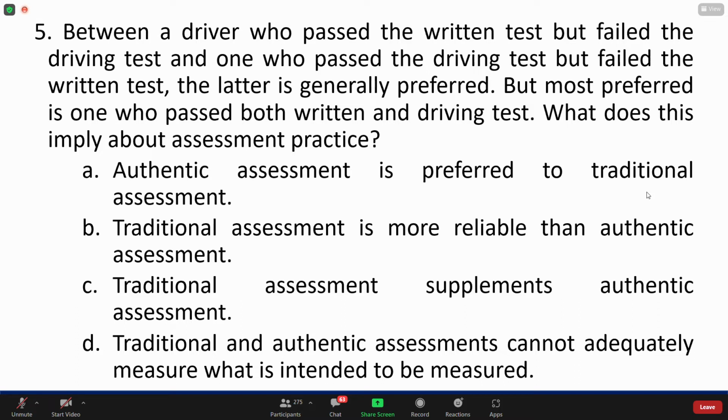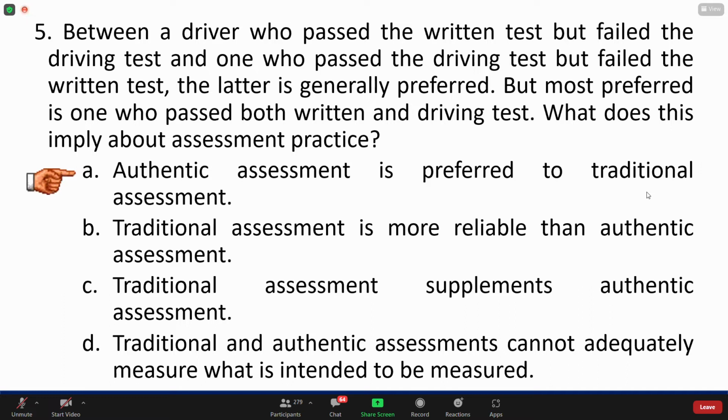Okay, so kasi parang pinapakita rito, di ba? The idea, so i-translate na natin into concept. So yung una kasi pinapakita, driver who passed the written test. It's more of the traditional. Pumasa sa test, failed sa authentic, sa driving. Pero yung isa naman, pumasa sa driving, pero bumagsak sa written. So pumasa sa pinaka-authentic test assessment, pero bumagsak sa traditional. So ano yung implication daw? So technically, the answer is letter A. Authentic assessment is preferred to traditional assessment.